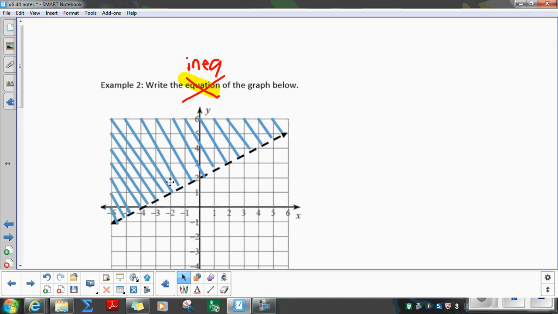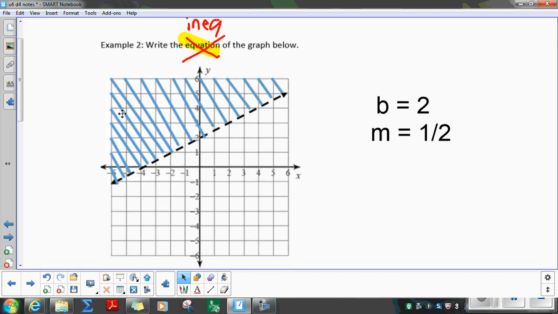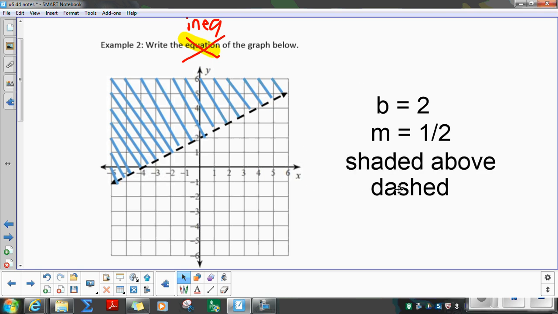So, first thing I want to look at is the y-intercept. It's crossing right here at the 2. That's my b. I'm going to go ahead and figure out the slope. So if I go up 1 and over 2, up 1 and over 2, that is my slope. So slope is 1/2. I notice that it's shaded above the line, and I know that it's dotted. Dash, dotted, whatever you want to call it.